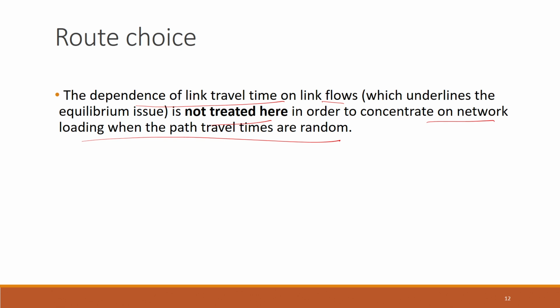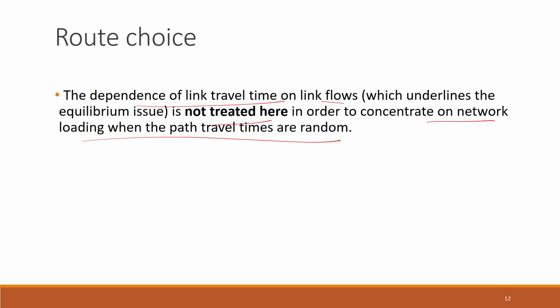Like in the case of all or nothing assignment, if you remember, we have constant link travel times, and based on that we assign the flow. In that step we are not worried that if, for example, everyone decides to take a particular path, then the travel time will change. No, that's not the case. The travel time is fixed for every link, and therefore it is also fixed for every path.